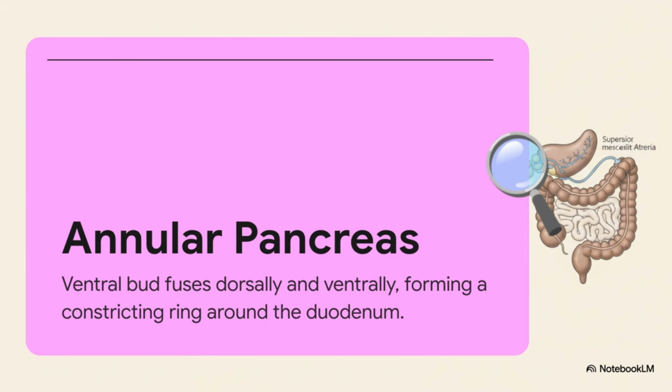The absolute crucial condition to understand here is the annular pancreas. Remember how that ventral bud is supposed to migrate completely to the right and dorsal side of the duodenum? Well, in an annular pancreas, the ventral bud tissue essentially gets confused. It splits or migrates in both directions and ends up fusing with the dorsal bud both dorsally and ventrally. The result? It creates a literal ring, an annulus of pancreatic tissue that tightly wraps around the duodenum like a belt. This is a severe morphological error, and it leads to massive duodenal obstruction in the newborn.